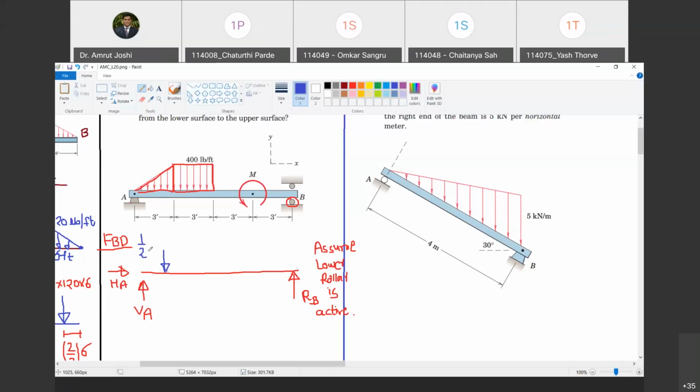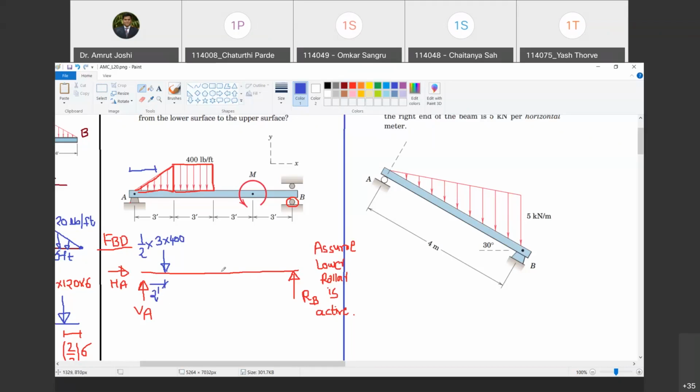So it is half into 3 into 400. Do you agree with me? Yes. And where does it act? It acts at the distance 2/3 of 3 from this point. Do you agree with me? Yes, sir. So what is 2/3 of 3? 2. So this distance is going to be 2 feet. Are you with me? Yes, sir.